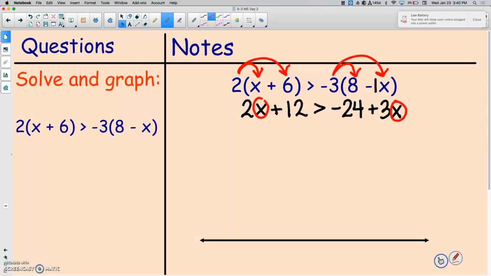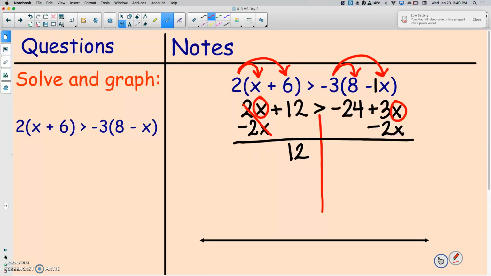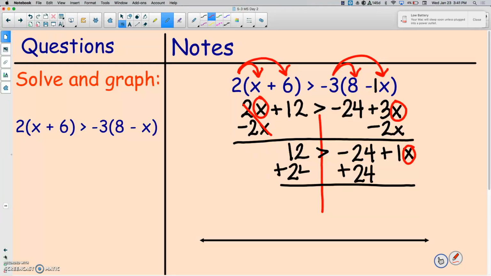So now we have a variable on each side. The smaller one is 2x, so I can subtract 2x on both sides. So 12 is greater than negative 24 plus 1x. And then working on the side where the x is, my next step should be adding 24. I'm trying to get x by itself regardless of what side it's on.